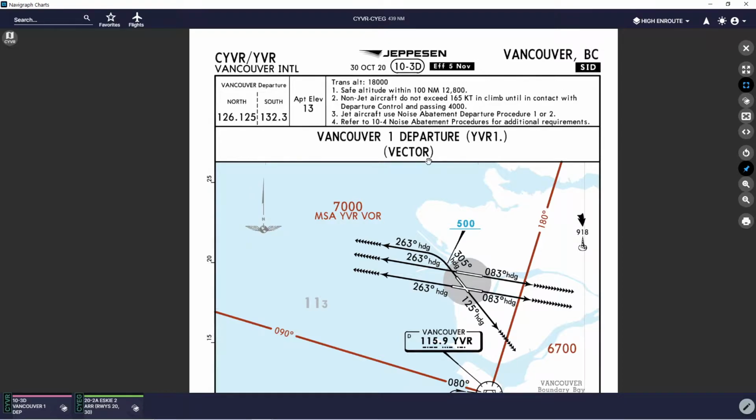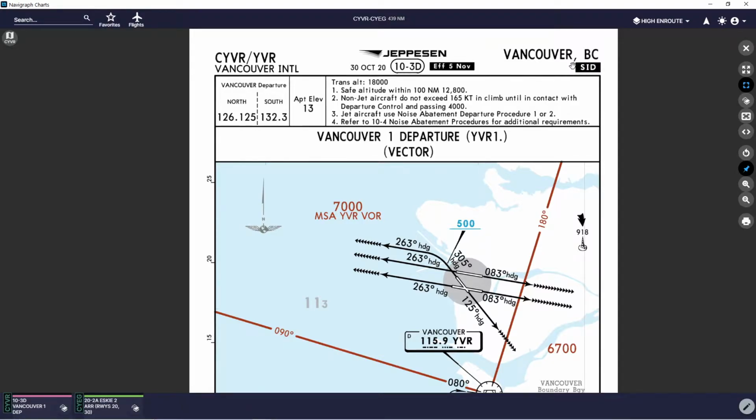I'm going to give you a rundown of the information from top to bottom on this SID and give you an idea of what this information is telling you. In the top left-hand corner, you have the ICAO code and the IATA code of the airport, which in this case is CYVR for Vancouver International Airport. The chart's validity date is the 30th of October, the chart number is 10-3 Delta, and the effective date is November 5th of the same year. As I said before, it's Vancouver, British Columbia, a standard instrument departure.